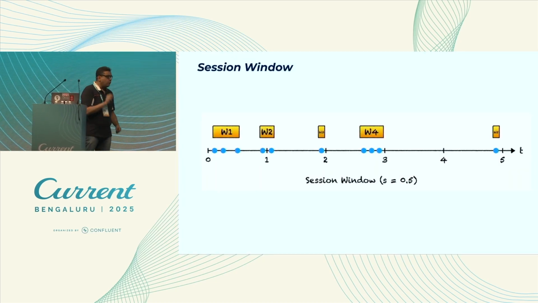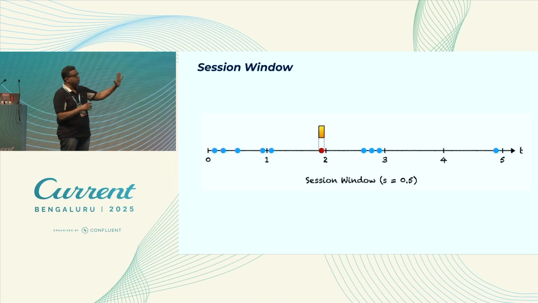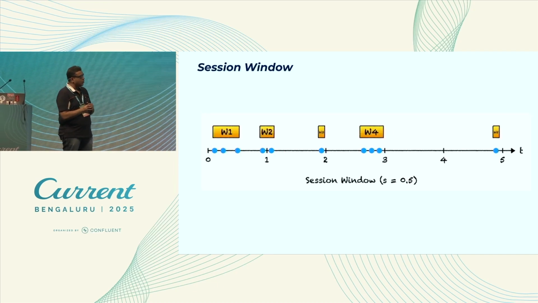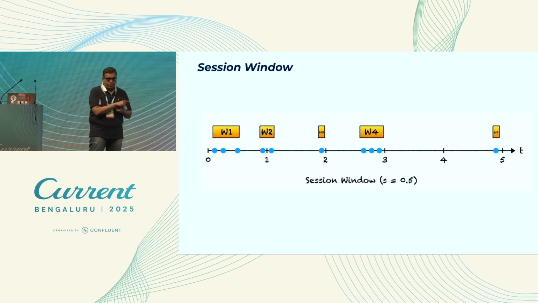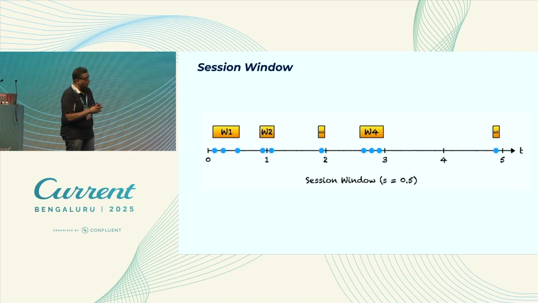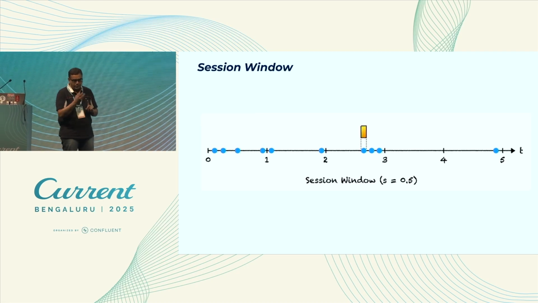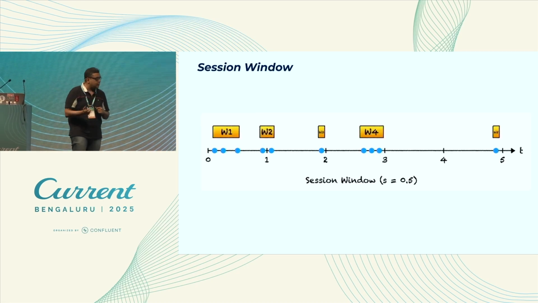Now there are two more windows, the session window and the cumulate window, but I would just give you a brief of what a session window is. I gave you the code. If you have taken a screenshot of the GitHub QR, there is a query which is already there, both in PyFlink as well as in Flink SQL, and we'll revisit it.